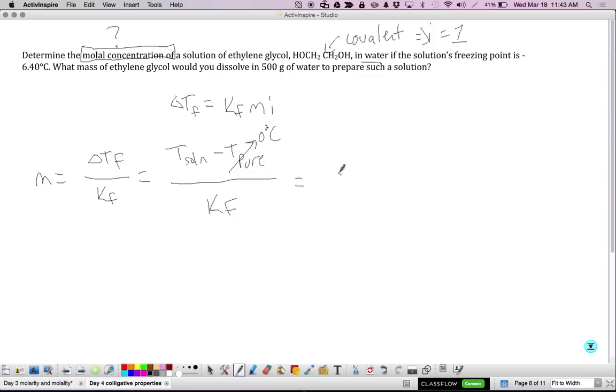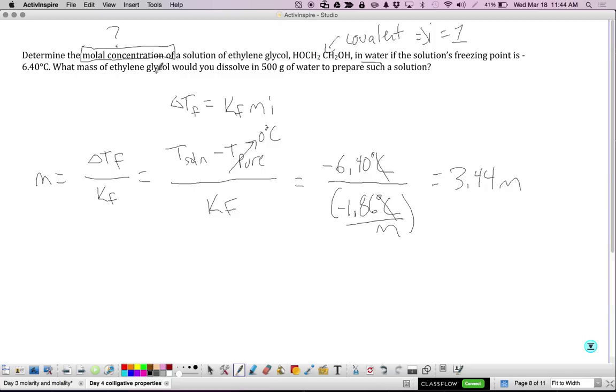Okay, T solution is negative 6.40 degrees Celsius over the KF, which for water is negative 1.86 degrees Celsius per molal. Okay, the degrees Celsius cancel out, molal flips to the top, and I get 3.44 molal. Okay, so that's the first part of the problem. That's the colligative properties part of the problem.